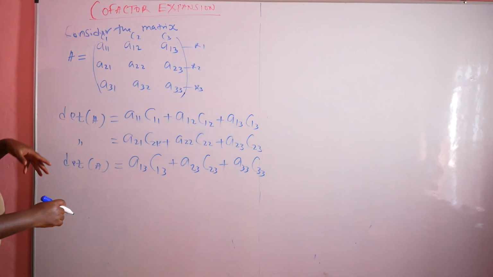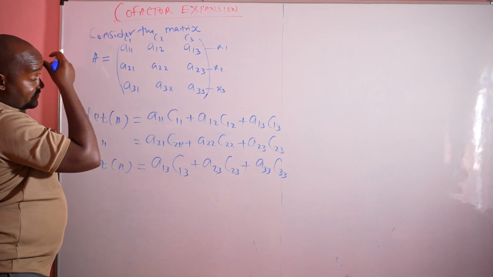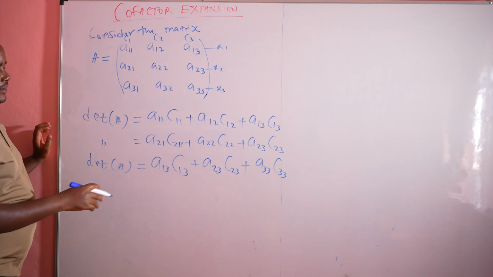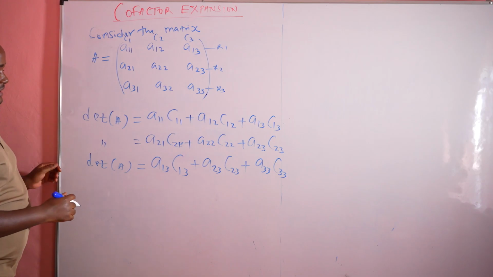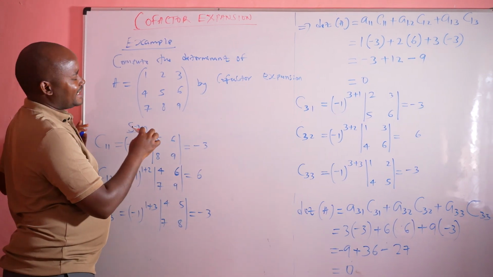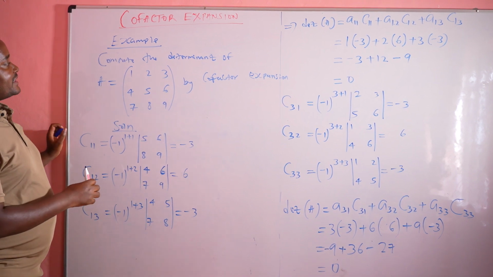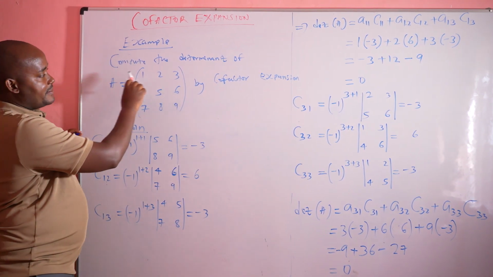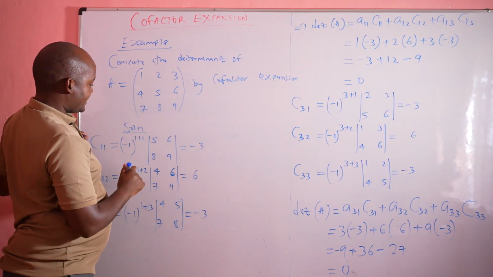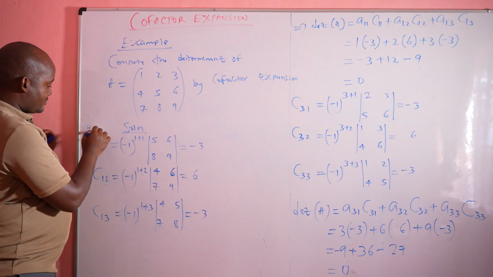All these will give you the same determinant, meaning that you can compute the determinant of the matrix A along any row or column. All of them will give you the same determinant. So we look at an example on how to compute the determinant of a 3 by 3 matrix using the cofactor expansion. For this case, you are told to compute the determinant of A, which has these entries, by cofactor expansion. For this case, I have chosen row 1.